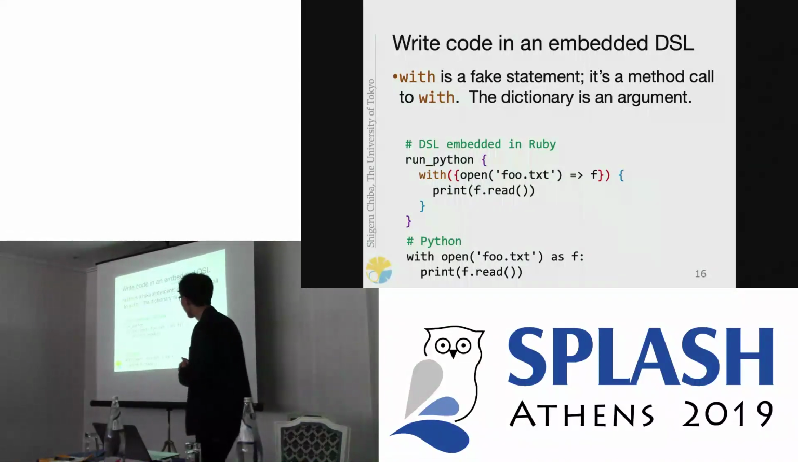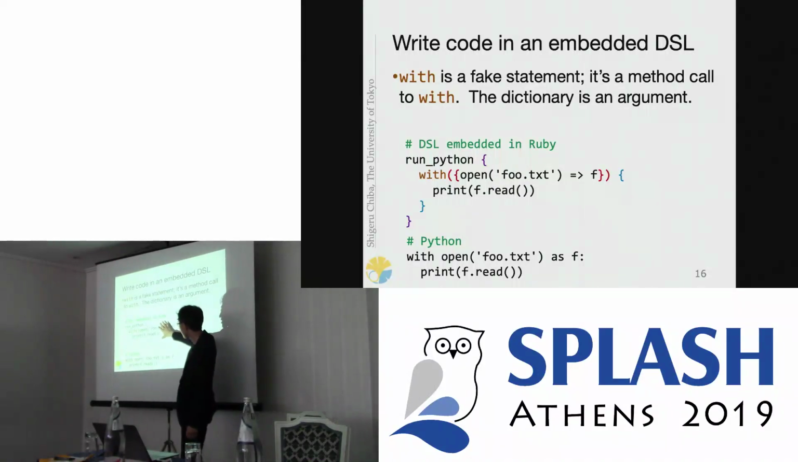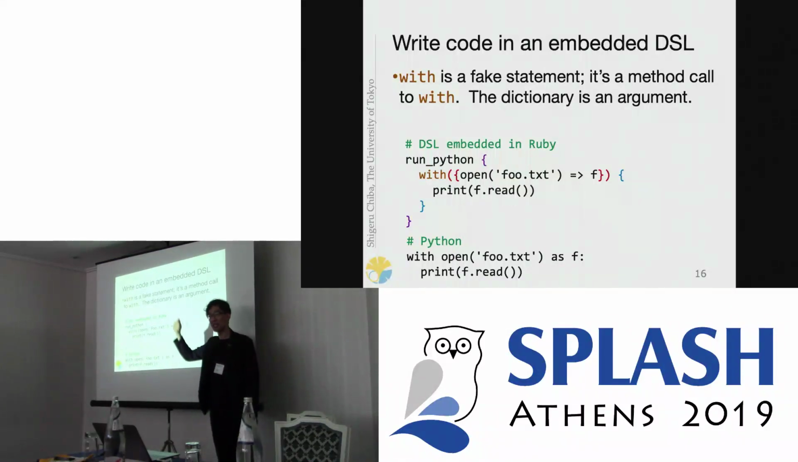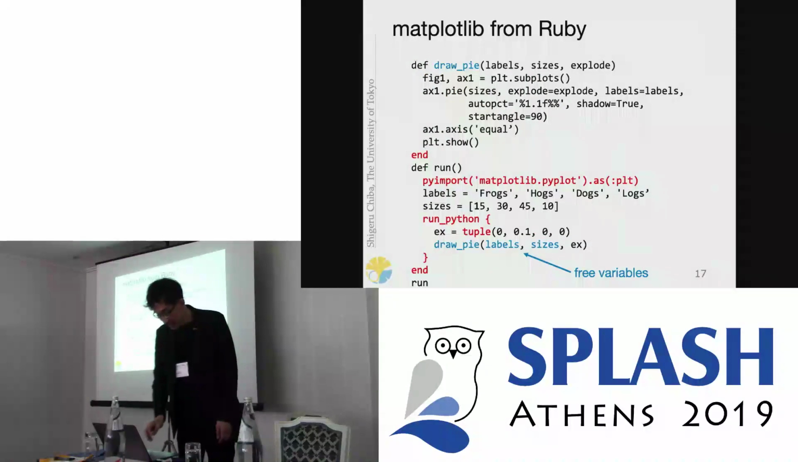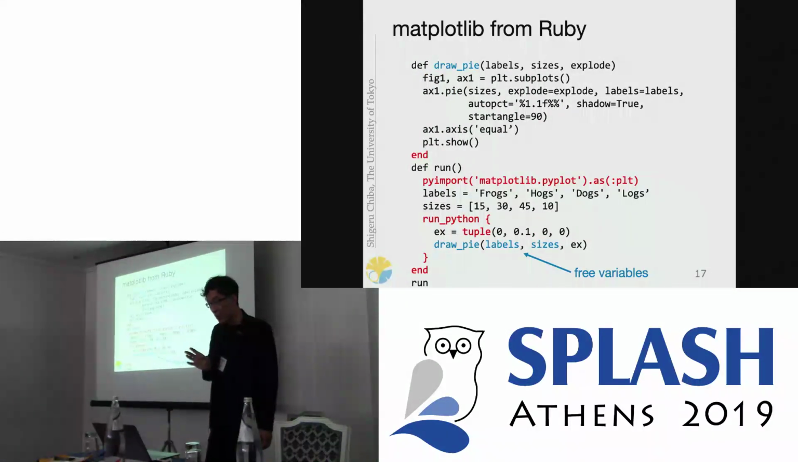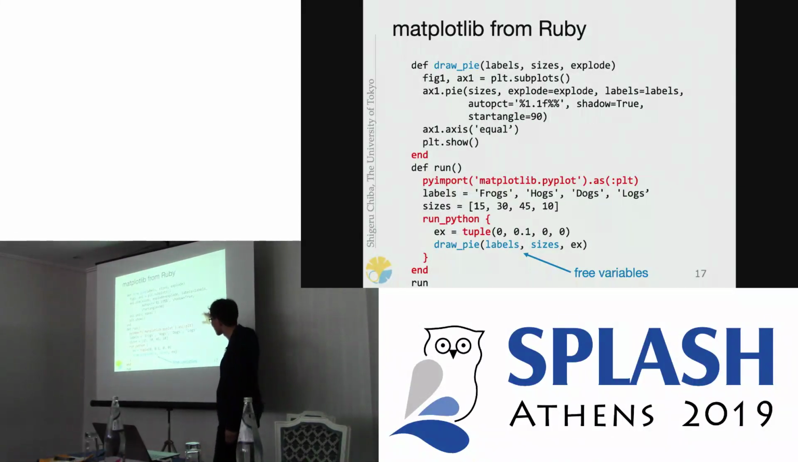And I developed a framework to extract an AST for this, convert it to Python code, and run the Python code. If you know Lisp macros, it's pretty straightforward to implement this. By this approach, you can easily use the matplotlib library written in Python from Ruby.